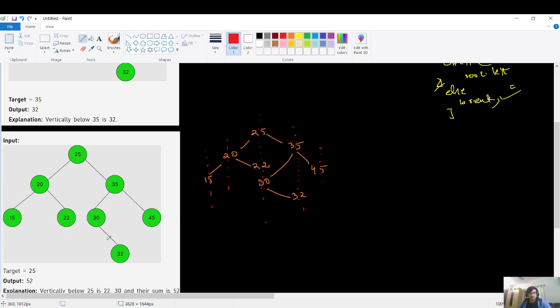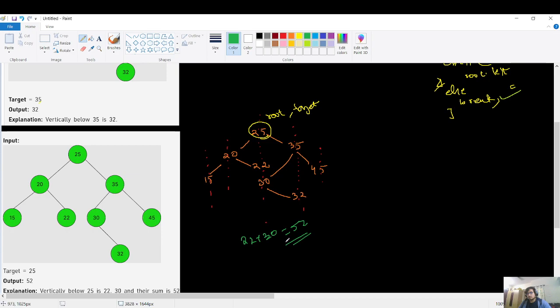What it is saying is to search for the 25 node. So we searched it and we got that 25 itself. The root node itself is the target node, right? So how many nodes are present in this vertical level just below it? That is 22 and 30. So I need to return 22 plus 30, that gives us 52.